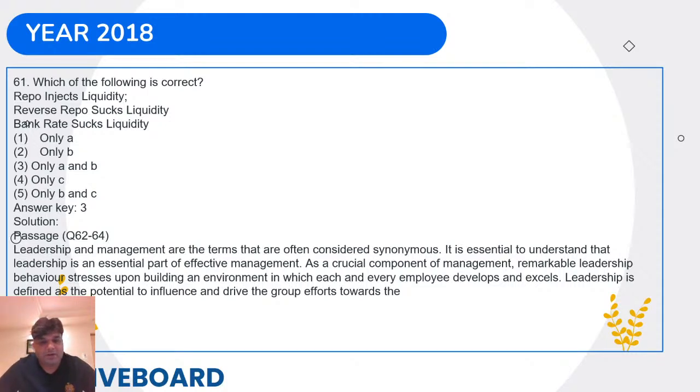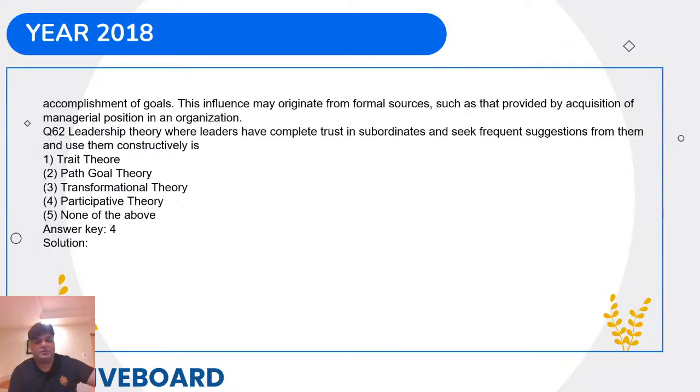Leadership and management are terms that are often considered synonymous. It is essential to understand that leadership is an essential part of effective management. As a crucial component of management, remarkable leadership behavior stresses building an environment in which each and every employee develops and excels. Leadership is defined as the potential to influence and drive the group efforts towards the accomplishment of goals. This influence may originate from formal sources, such as that provided by acquisition of a managerial position in an organization. So this is the paragraph.